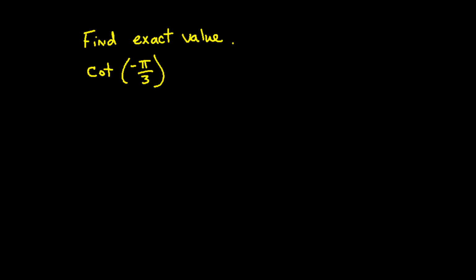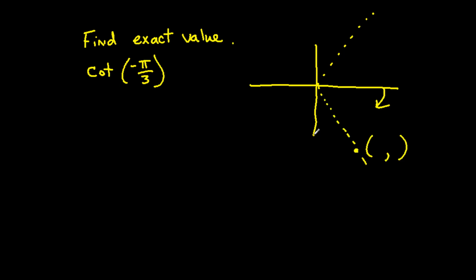This problem also wants us to find the exact value for cotangent negative pi over 3. So where is negative pi over 3? Remember, negative rotations go downward. Since pi over 3 would be about here in the positive, then it would be just a reflection over the x-axis. So what are the coordinates at pi over 3? It would be 1/2 comma square root 3 divided by 2. So in this case, it'd be 1/2 negative square root 3 divided by 2.